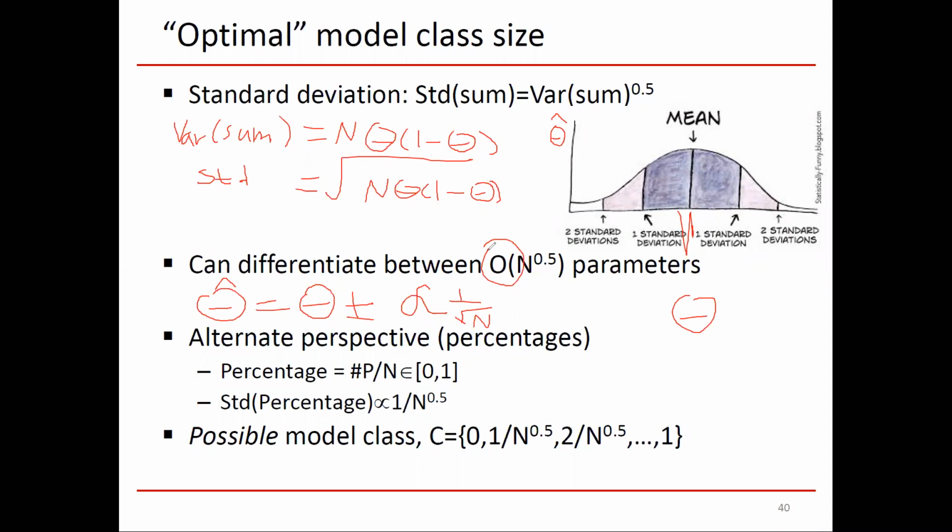The standard deviation proportional to 1 over square root of n, and a possible model class might be multiples of 1 over square root of n. There are better model classes, but the point that I'm trying to convey here is that if the number of parameters is proportional to square root of n, doesn't mean that it needs to be exactly square root of n, but proportional to square root of n, and we take theta hat and we map it to one of these parameters in our model class, the closest one, we're going to have reasonable performance.